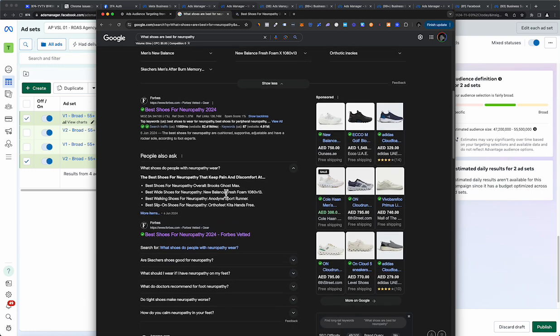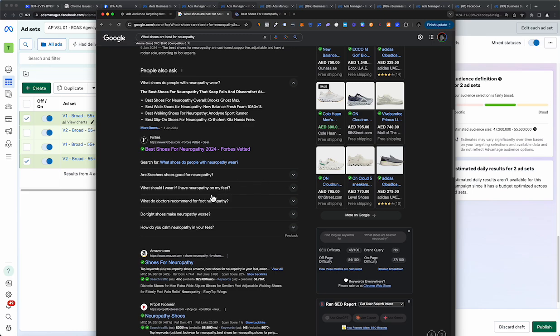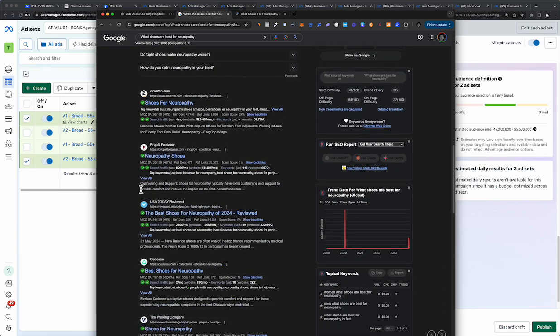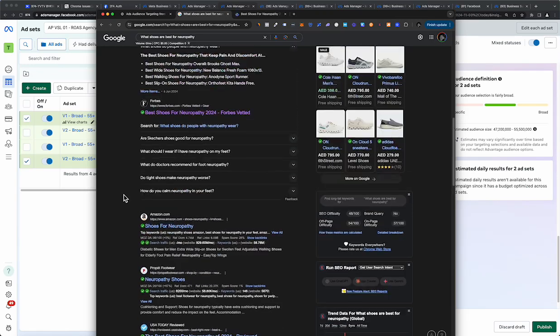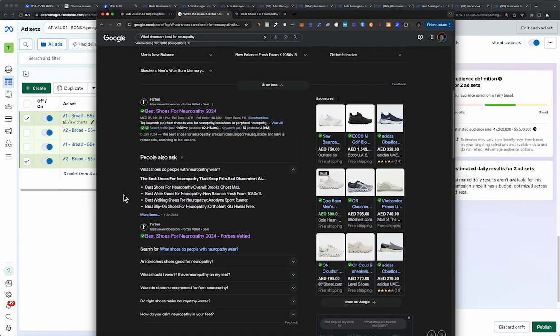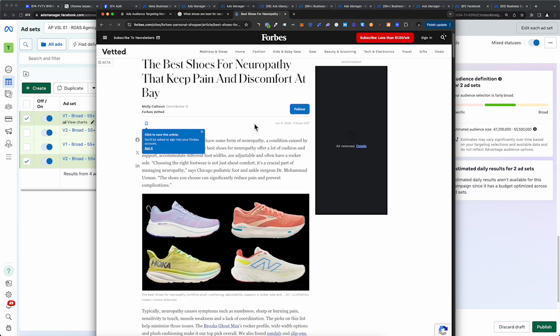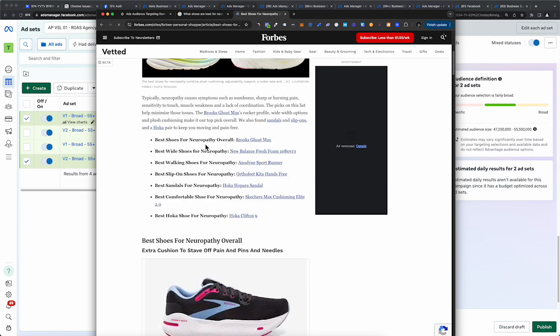Best shoes for neuropathy. Brooks Ghost, I've never heard of them. New Balance, Skechers. All right, so I'm starting to see there's a couple there that we'd probably be able to find on Facebook. I think New Balance, there's Echo, mentioned them before. So we've got Skechers and New Balance and potentially Echo if we can find them. Let's have a look and see what this Forbes article says, see if we find anything.